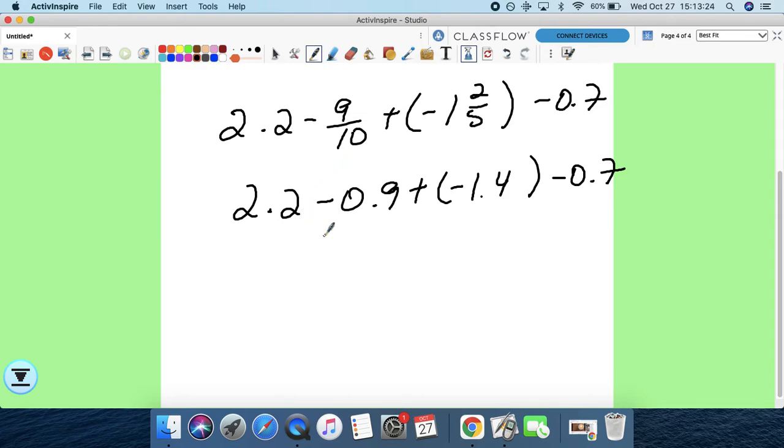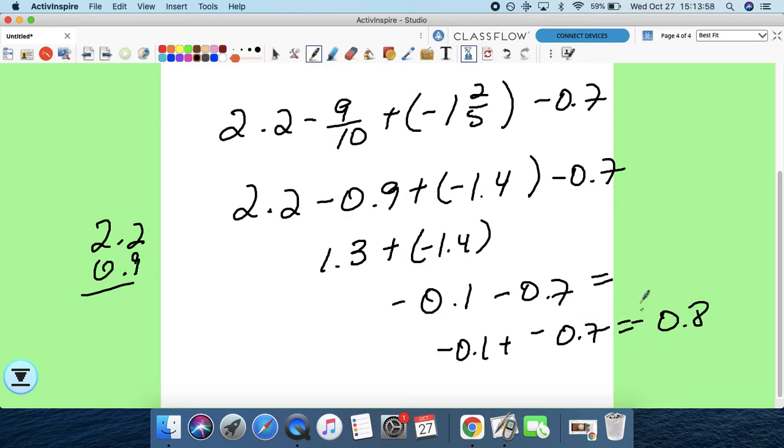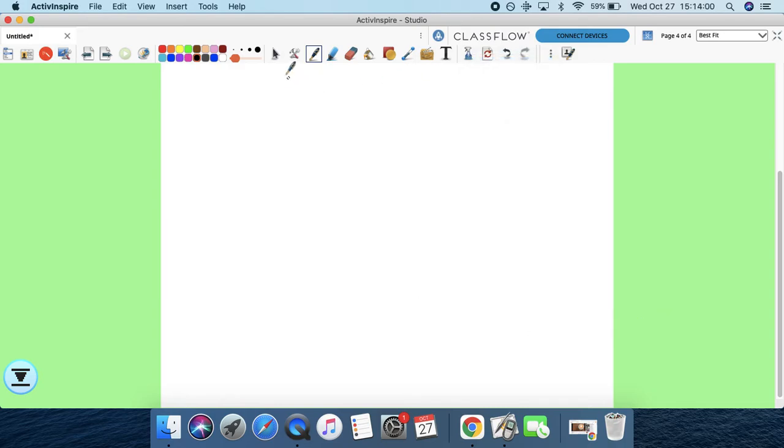So this becomes, what's $2.20 minus 90 cents, right? So you get $1.30 left, and then from $1.30 you spend $1.40, so now you're in negative territory. You're 10 cents negative, or 0.1, and then you go out and you spend another 70 cents. If you'd like to change that to an addition problem, you may, and you're at negative 80 cents now.